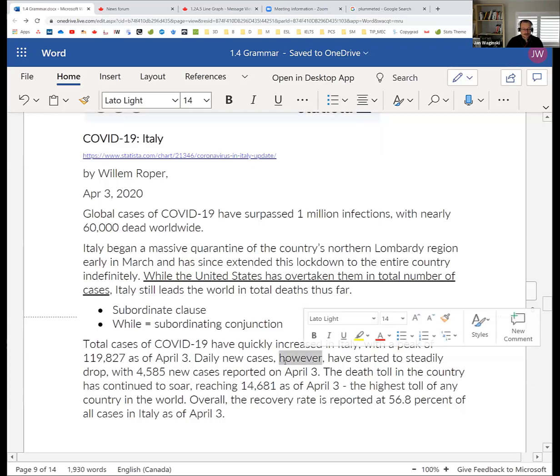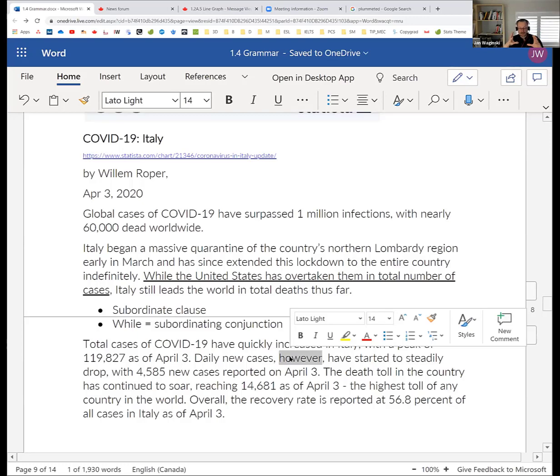I just wanted to point out again that you don't have to put however at the beginning. The author could have written, however, daily new cases have started to steadily drop. Or, daily new cases, however, have started to steadily drop. This is good for variety in your writing. So when you say on the other hand, or however, even when you have got a whole clause starting with although, it's not necessary to put it in the beginning. And as I mentioned previously, if you put the modifier in the middle, it's evidence of a more mature level of writing.